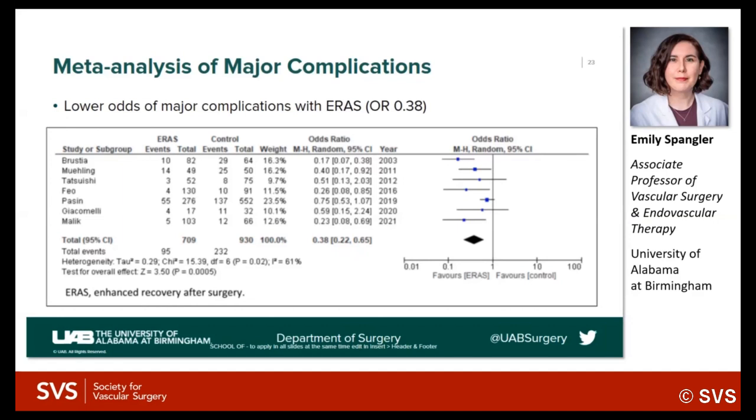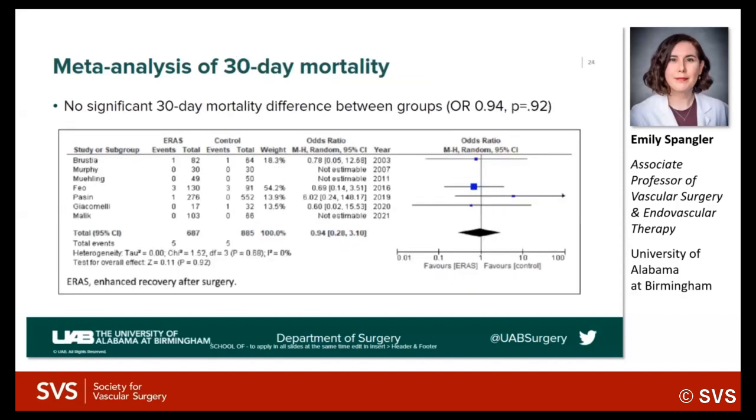In that cohort, Brustia and his group found that acute kidney injury was the most common complication for his cohort, with about a 2% incidence, and cardiac complications occurred in about 1.5% of cases, most of which were temporary arrhythmias. Early rehospitalization was also approximately 2% within their cohort. In meta-analysis of 30-day mortality, no significant 30-day mortality difference was observed between groups.